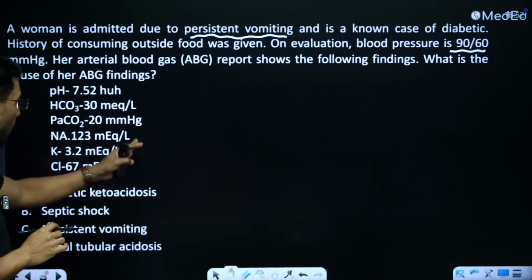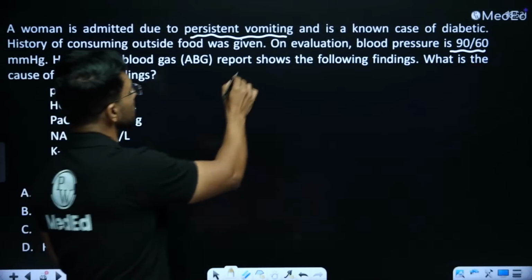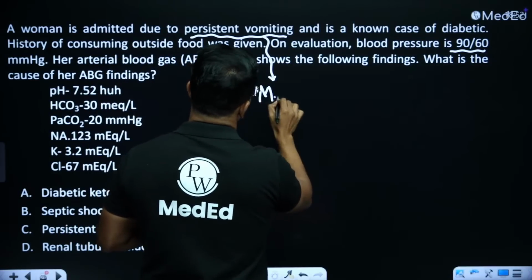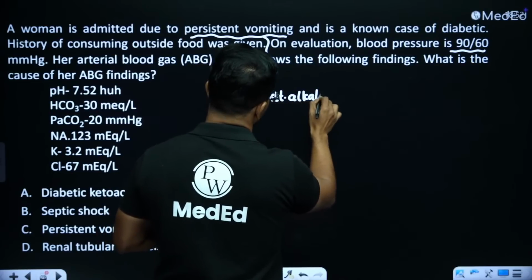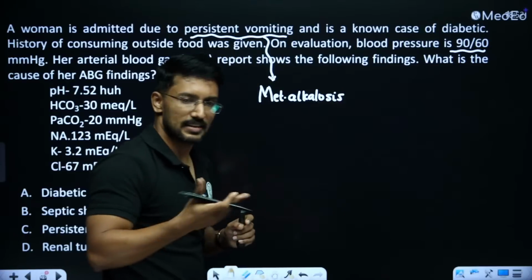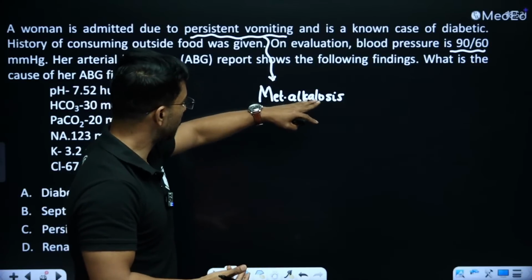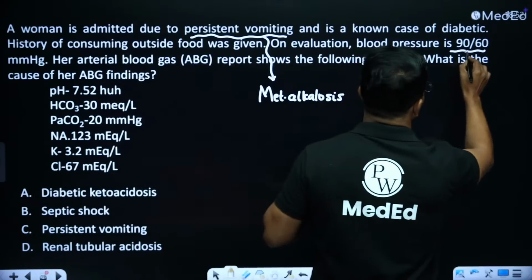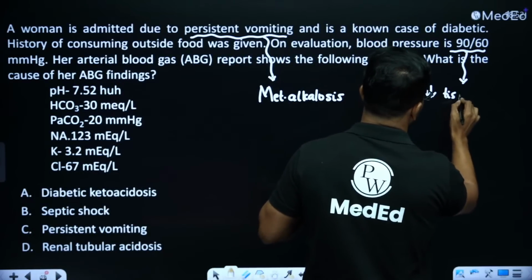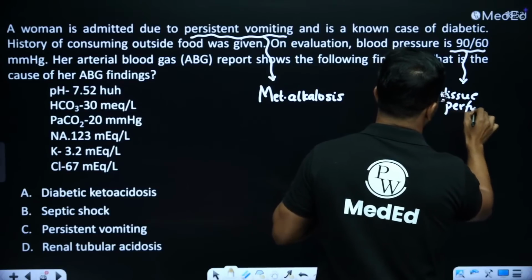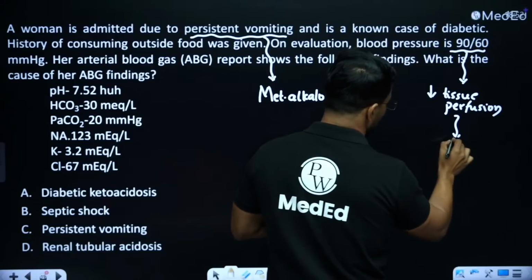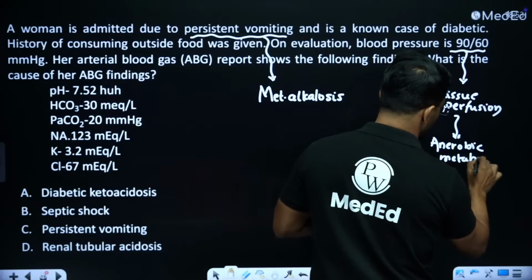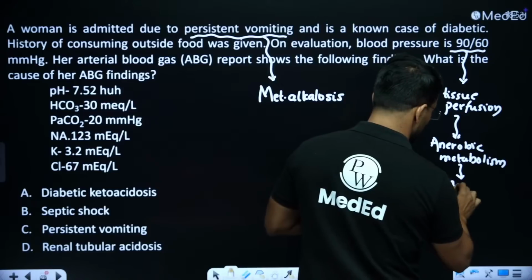So first let us see what abnormality we are getting and then we will answer the question. So persistent vomiting can lead to metabolic alkalosis. We will call it metabolic because I am losing acid, hydrochloric acid, the chlorine as well as the acid. So I am developing alkalosis, not related to respiratory abnormality, so we will call it metabolic. I am getting metabolic alkalosis. Hypotension can lead to decreased tissue perfusion, and decreased tissue perfusion can lead to anaerobic metabolism. Anaerobic metabolism can lead to lactic acidosis.